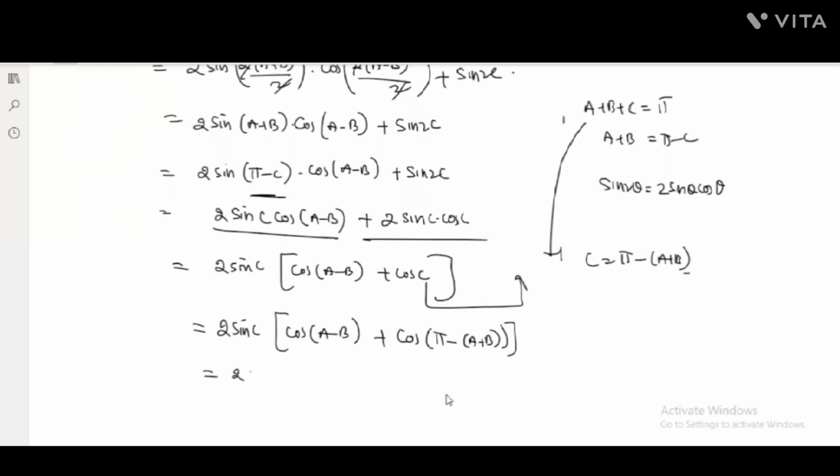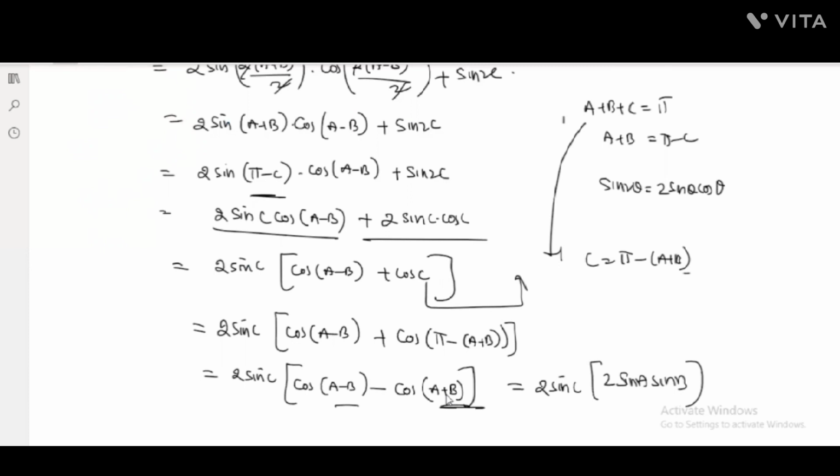This is equal to 2 sin C into cos of (A minus B). So cos(180 minus theta) is minus cos theta. So cos of (A plus B). So what is the formula for this one? So 2 sin C into 2 sin A sin B, because A plus B is here and A minus B is the opposite, so we'll get a plus. So totally we'll get 4 sin A sin B sin C as the answer.